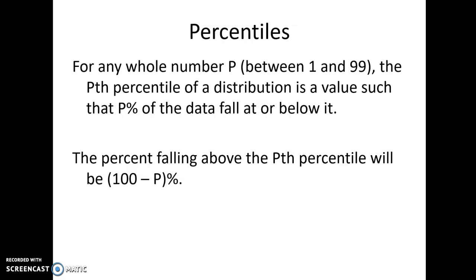So percentiles. A percentile always has to be a whole number between 1 and 99. The P percentile of a distribution is the value such that P% of the data fall at or below it. The percent falling above the P percentile will be 100 minus that. So you can never be in the 100th percentile, is what that means. So if you score in the 80th percentile, that means you are equal or better than 80% of the people.